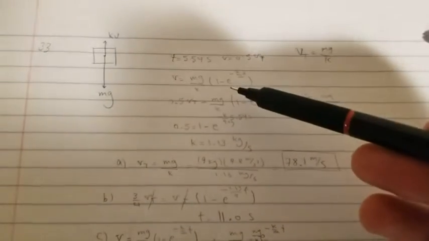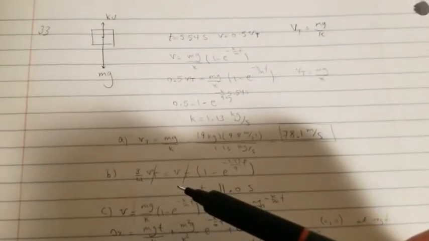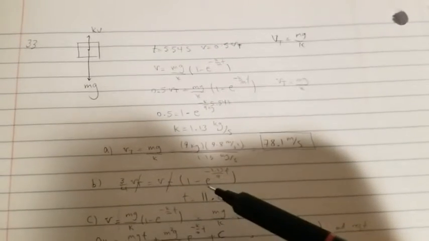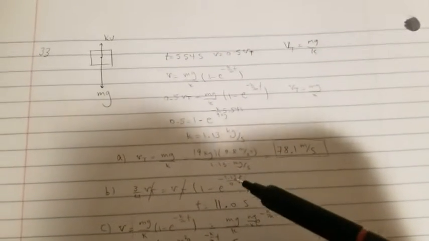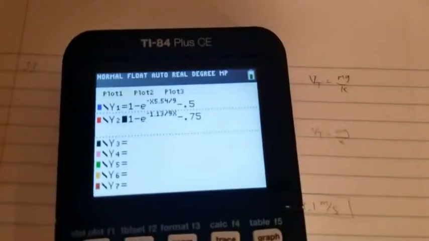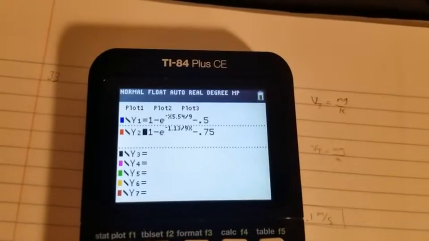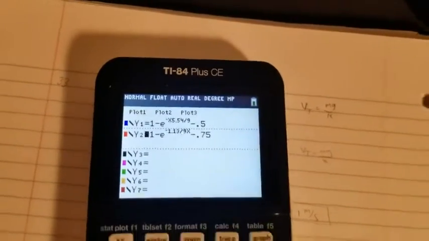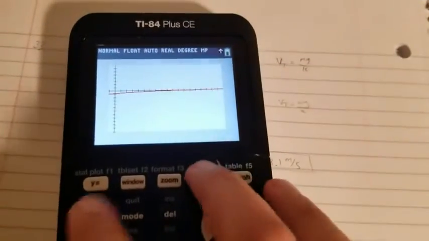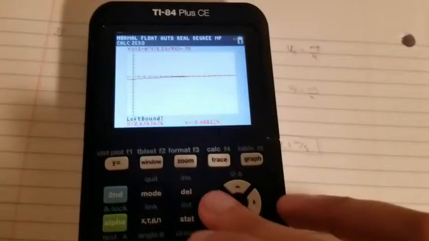terminal velocity. So we just use this formula again. Instead of v, we put 3/4 of the terminal velocity, and instead of mg over k, we substitute the terminal velocity times 1 minus e to the negative 1.13 over 9 kilograms times t. These two cancel out, and then you just put it in your calculator again. This time it's the second one, 1 minus e to the negative 1.13 over 9 times x minus 0.75, and you just graph it. Once you graph it, you just calculate the zero again.